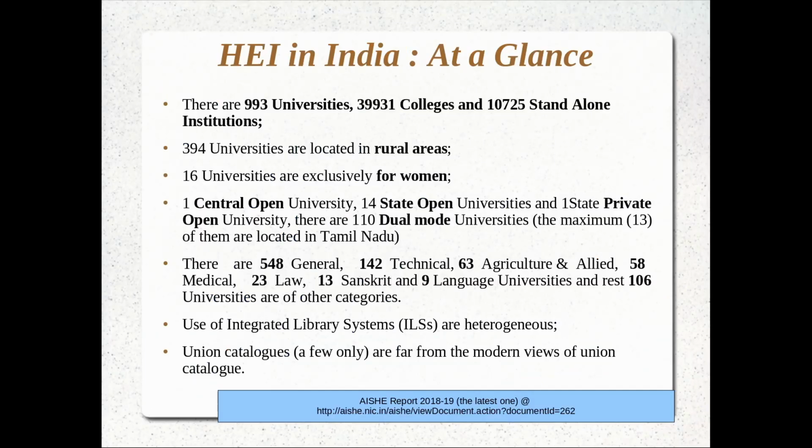If we look inside the higher education system of India, it is one of the biggest higher educational systems in the world. We have around 1,000 universities, 40,000 colleges, 10,000 plus standalone institutions, and many universities are located in rural areas, almost 1/3. But when you come to the library automation of these universities and other academic libraries, then like other parts of the world, it is also heterogeneous in nature, and we have union catalogs but only a few, and these few are far from the modern views of union catalog as we discussed.